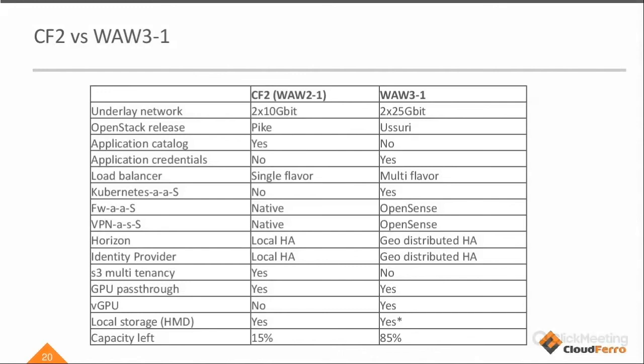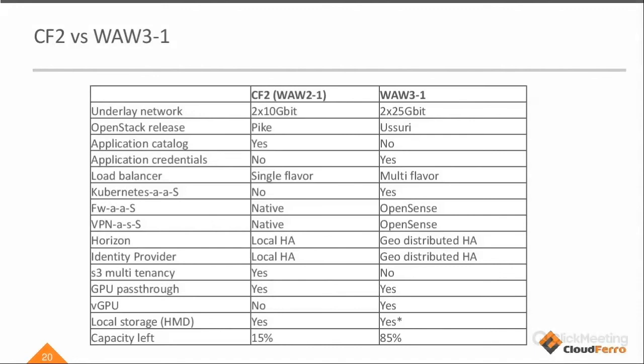And the last thing is capacity. The capacity for CF2, well, CF2 is almost full. That's, I think, 15% more or less, depending on which service we're talking about, capacity left. The WAW3-1 is almost empty. So in terms of storage performance and VM performance, for an extended period of time, there will be lots of free capacity, so there is no danger of running out of resources.